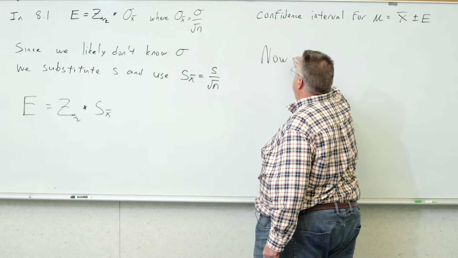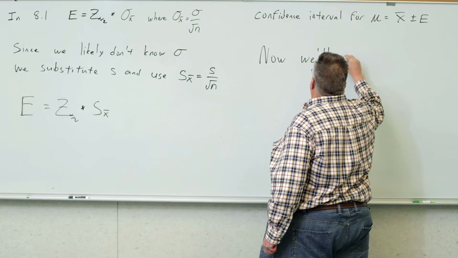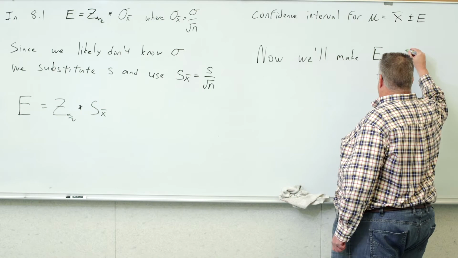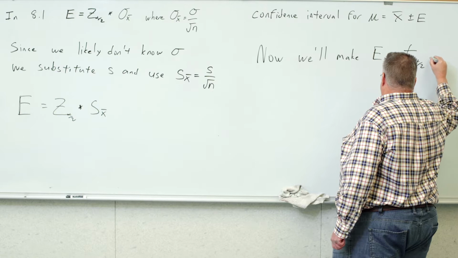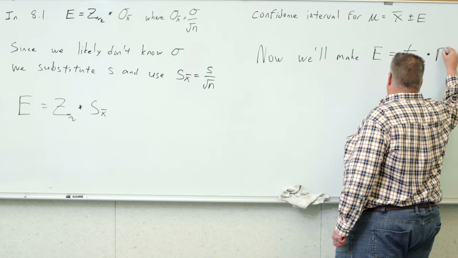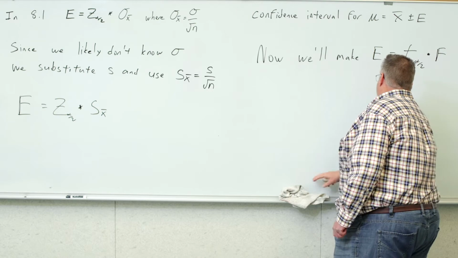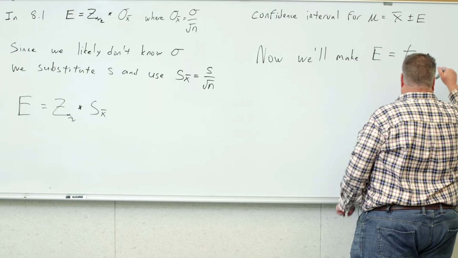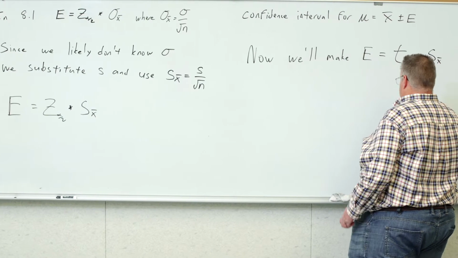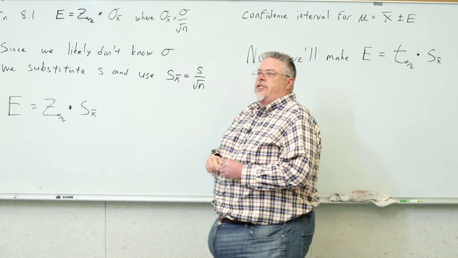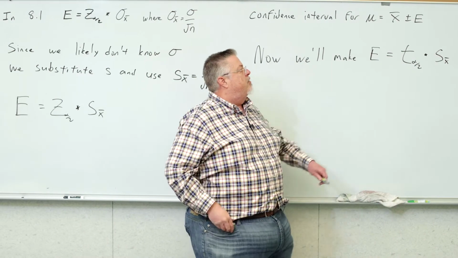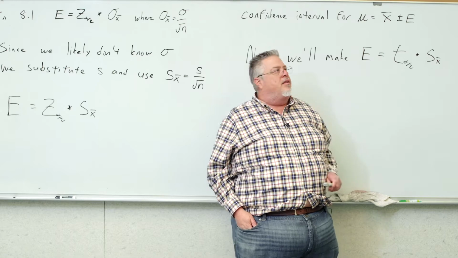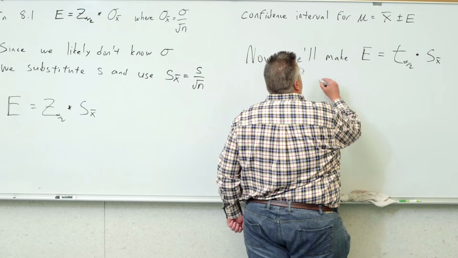Now, we'll make my error a t-score that leaves alpha over 2 times S of x bar. We're using a slightly different distribution. And for our purposes, we can think of the t distribution as a tweak. It's kind of slightly different than the z distribution.